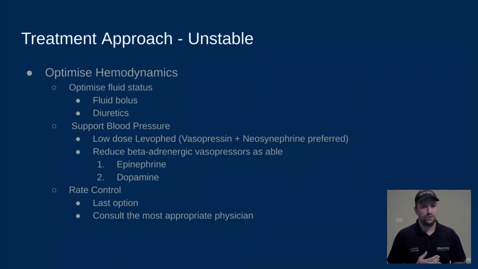Next, what we can do is, if they're already on epi or dopamine, we can transition to a less beta-adrenergic drug like Levophed. So if you get in and they're in AFib RVR and they're unstable and they're already on dopamine or epinephrine, one of the things you can do is come off of those drugs while increasing the Levophed to maintain the patient's MAP, but reduce the beta stimulation, meaning the heart rate stimulation.